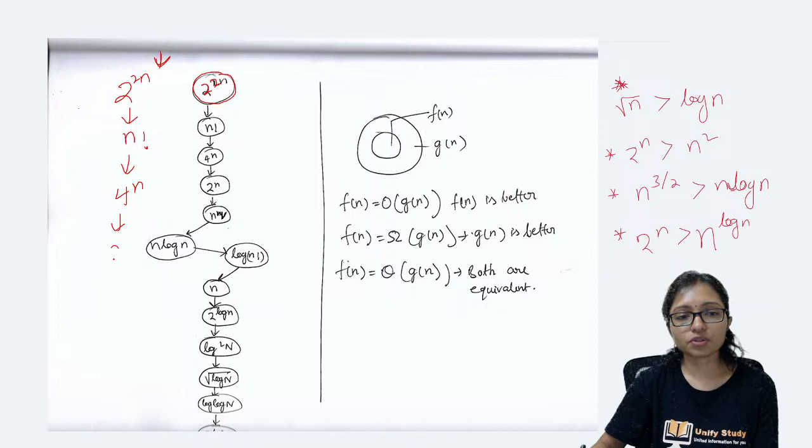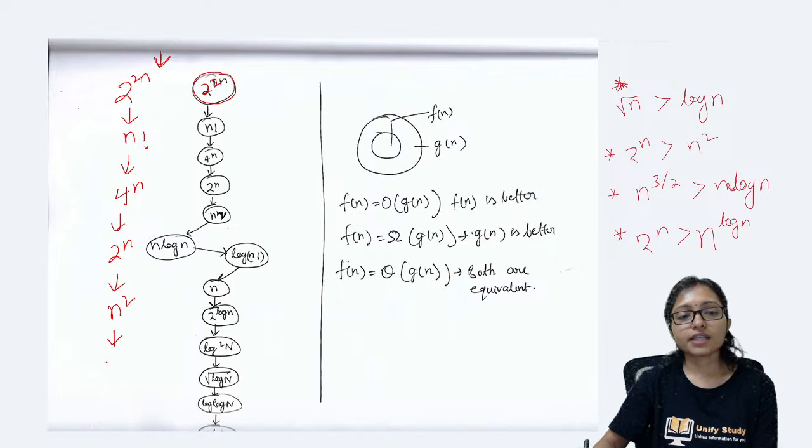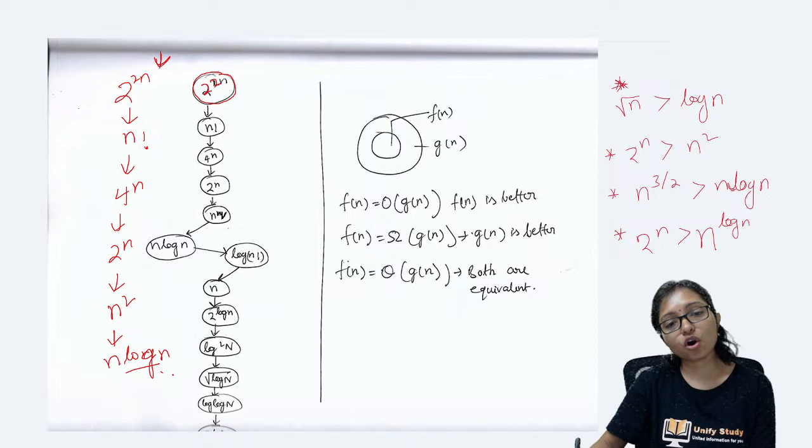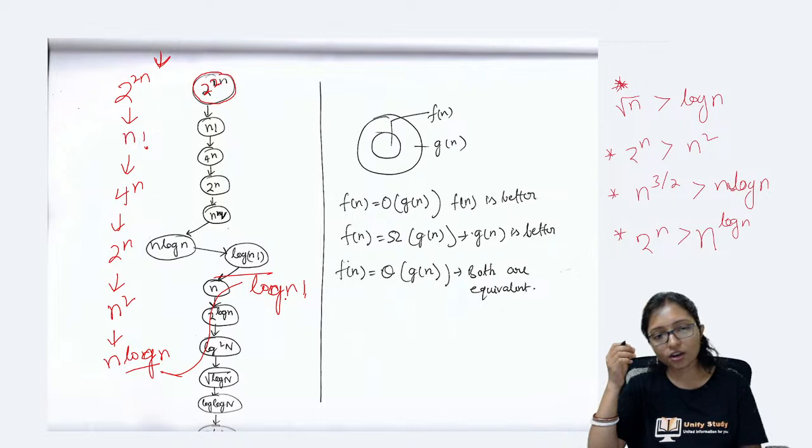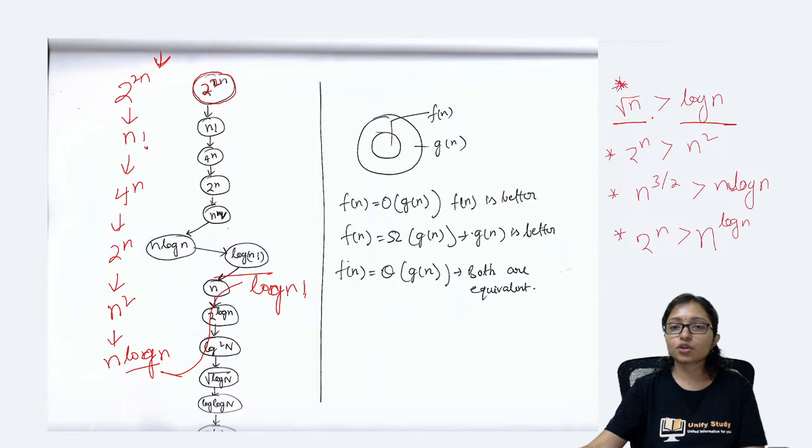After 4 to the power n there will be 2 to the power n. Then there will be n square. Then here will be n log n. Now n log n with log n factorial is very close. Sometimes we can say that n log n is greater than log n factorial, but it is very close. And whenever you are comparing log n with root n, actually root n is greater than log n, and 2 to the power n is greater than n square also.